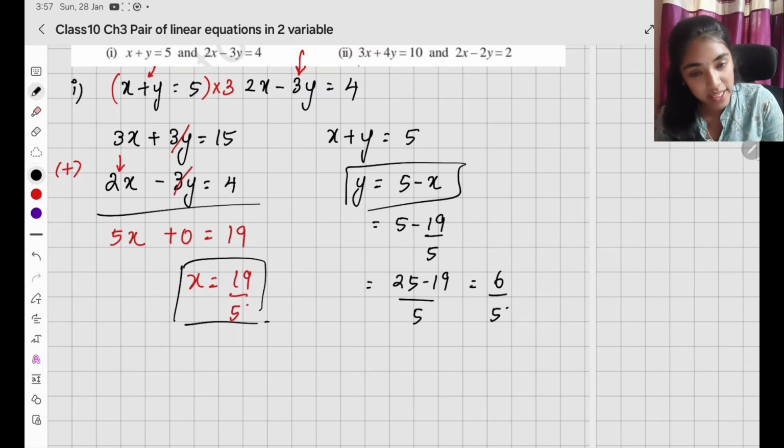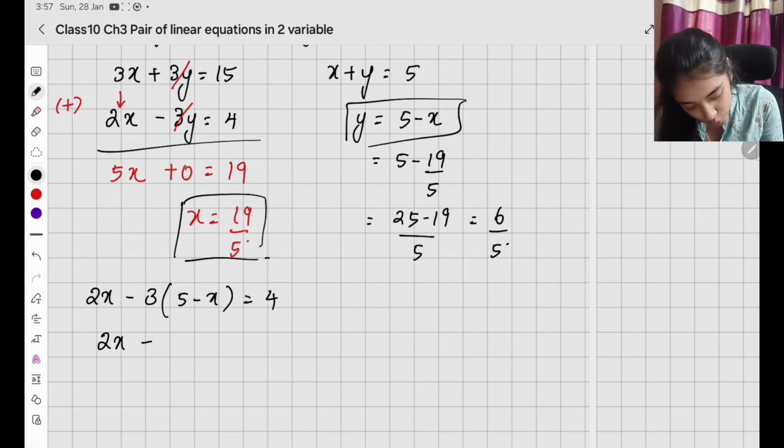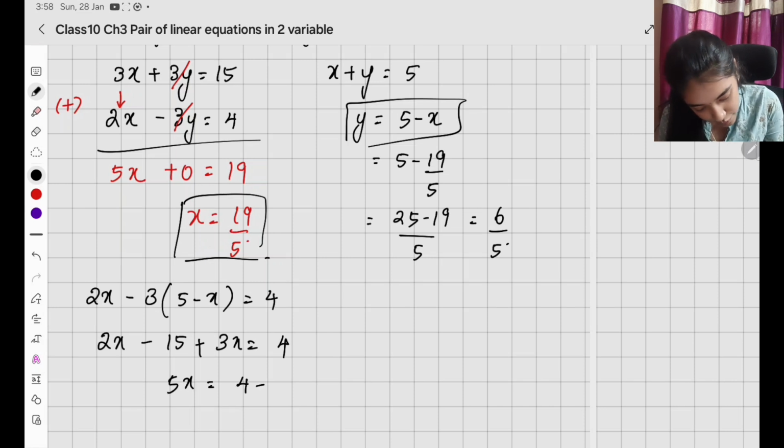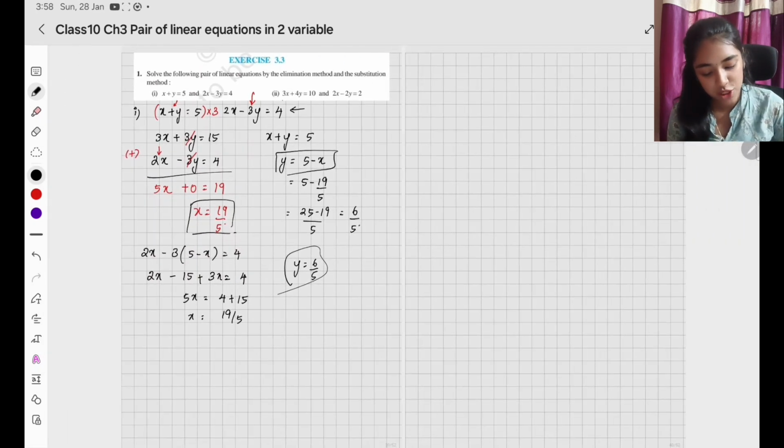இதே substitution method ல போட்டா என்ன ஆகும்? இந்த இடத்துல என்ன இருக்கு? Y equals 5 minus x இருக்கு. Let me substitute that here. I have 2x minus 3 into 5 minus x equals 4. Okay, when I solve this, I have 2x minus 15 plus 3x equals 4. So we have 5x equals 4 plus 15. So x equals 19 divided by 5. So same thing again, y value அதே equation la substitute பண்ணா we're going to get 6 divided by 5. So elimination method and substitution method gives the same answer.